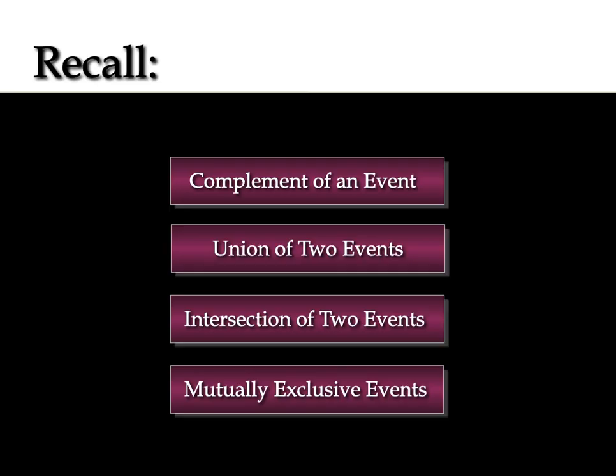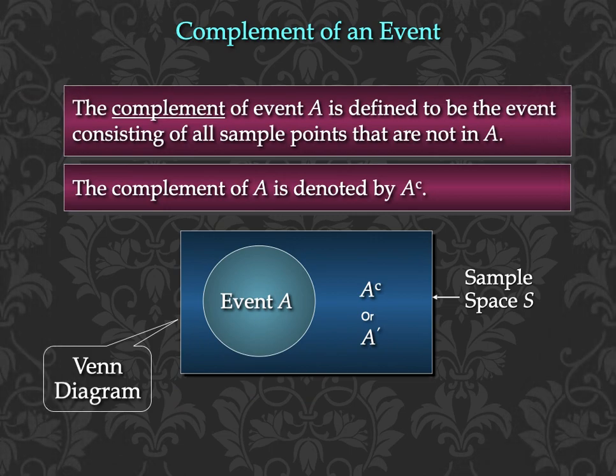Now, we will need to recall some of these concepts, the complement of an event, when we talk of the union and intersection, and we are going to introduce what we refer to as mutually exclusive events. Let's proceed with the complement of an event, as it was presented to you in algebra or in set theory. We say the complement of event A is defined to be the event consisting of all sample points that are not in A. Sample points, or in this case outcomes, are the elements inside the box, or inside our sample space.